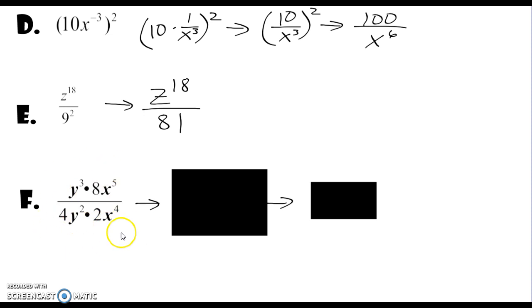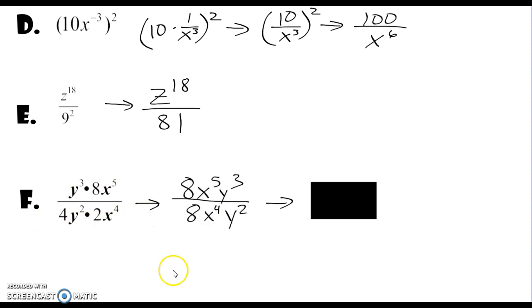And then with F, first thing I'm going to do is rearrange. Right now this is a giant mess. So we're going to reorganize this. And then 8 divided by 8 is 1. X to the 5th over x to the 4th is x to the 1st. And y to the 3rd over y squared is just y.